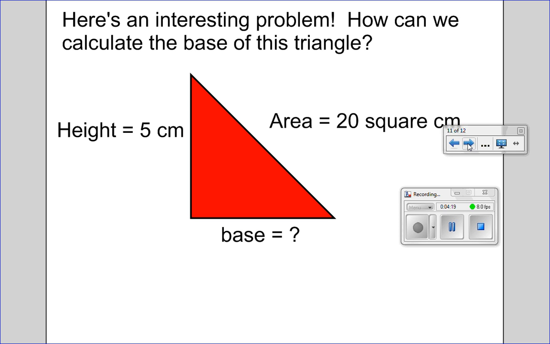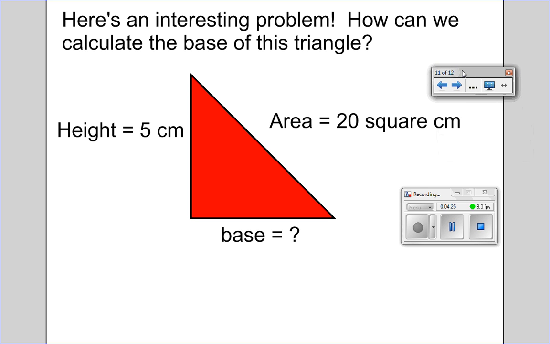Here's an interesting problem, which I'm going to let you try out at home. How can we calculate the base of this triangle? Okay, so the area is 20 square centimeters, or 20 centimeters squared. The height is 5. How would I find out the base? Again, this is where everything that we learned in our algebra unit is really going to help, because we're going to need to take our triangle area formula and solve it algebraically, in this case, in order to get the base.